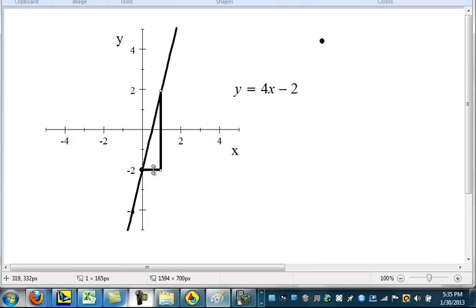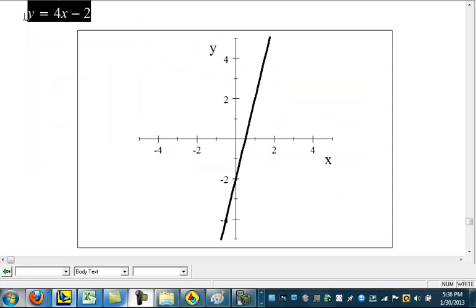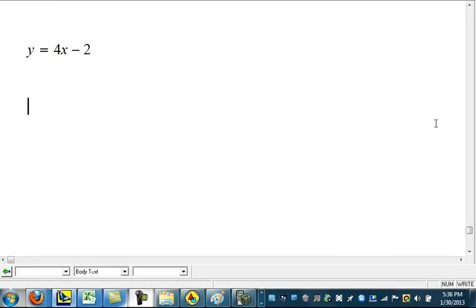So for a run of 1 unit, I got a rise of 4 units. If I go 2, it won't fit. I'll have to go 8 units up, right? Everybody fine? And I think that's what you had mentioned before, when I'm looking at this.